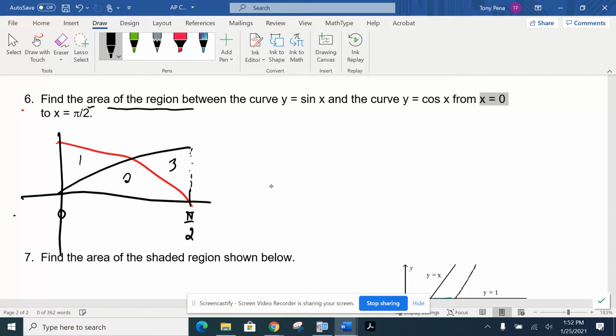We want the area of the region between sine and cosine, and it needs to be between 0 and pi over 2. So here's obviously 0. Here is our pi over 2. Shade in real quick before I do it. What are we looking for? Shade in the region that we're trying to find.